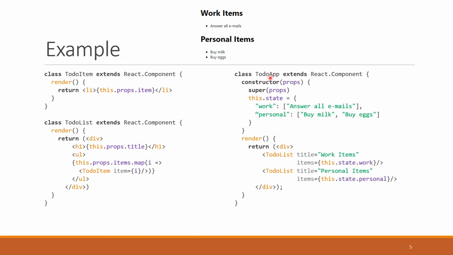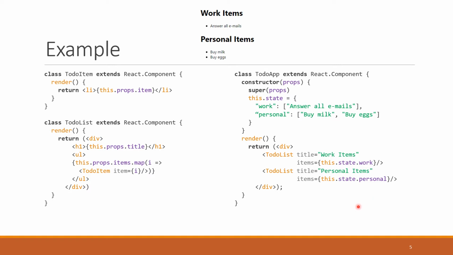And finally, I have the to-do app itself. The to-do app itself has a constructor and a render. The important thing is that the constructor sets up the state. In this case, it's an object that has a field work with an array of the work items, a field personal with the personal items. And then it has a render method where it's returning this to-do list component twice. Once it's passing in the work items, and the other time it's passing in the personal items.